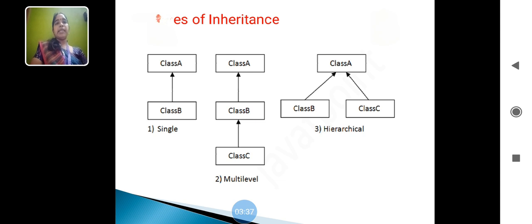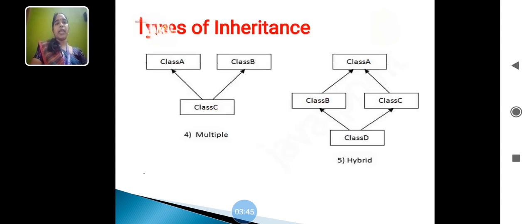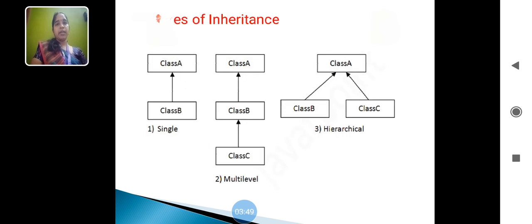Next one is the types of inheritance. We have five types of inheritance: single inheritance, multi-level inheritance, hierarchical inheritance, multiple inheritance and hybrid inheritance. What is meant by single inheritance? In single inheritance, we have only one parent class, and the derived class gets the information from that parent class. That means one derived class inherits the properties from one parent class. That is called single inheritance, shown in the figure with class A and class B.